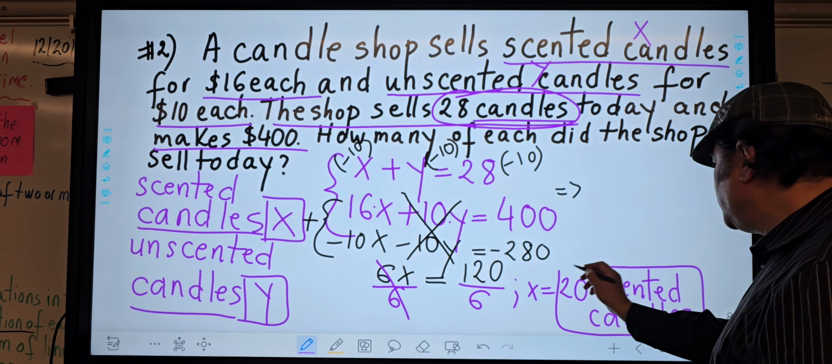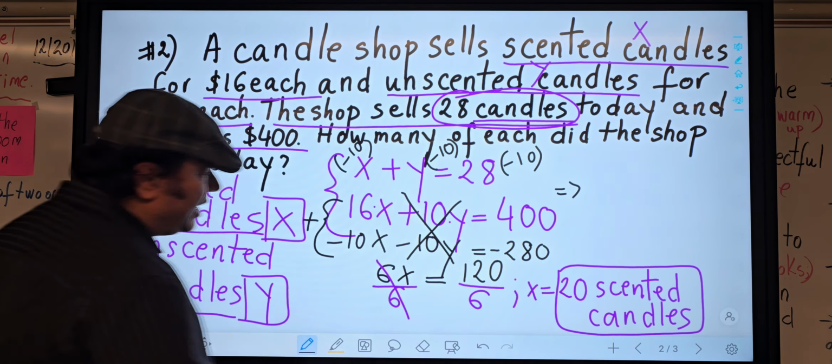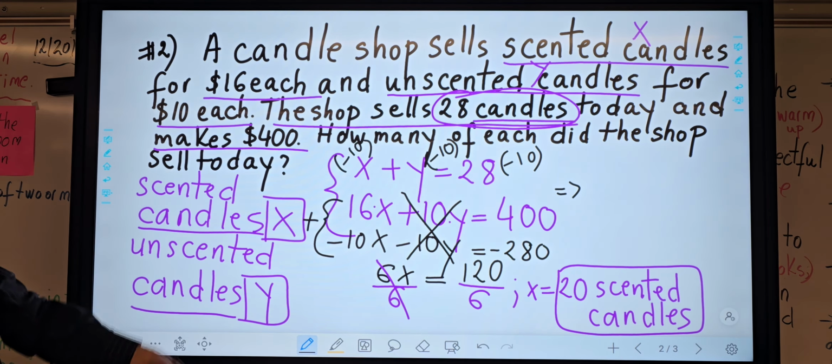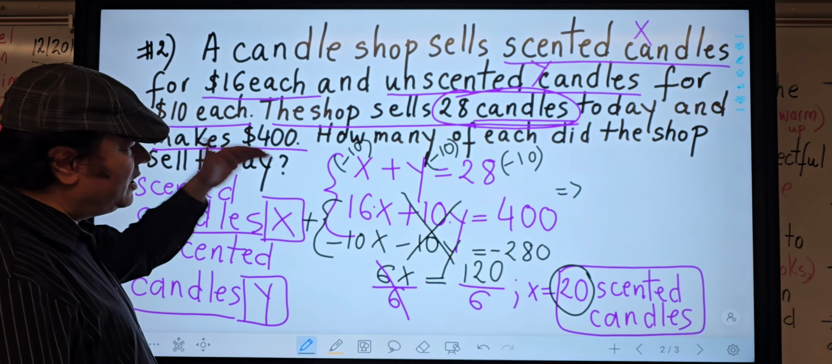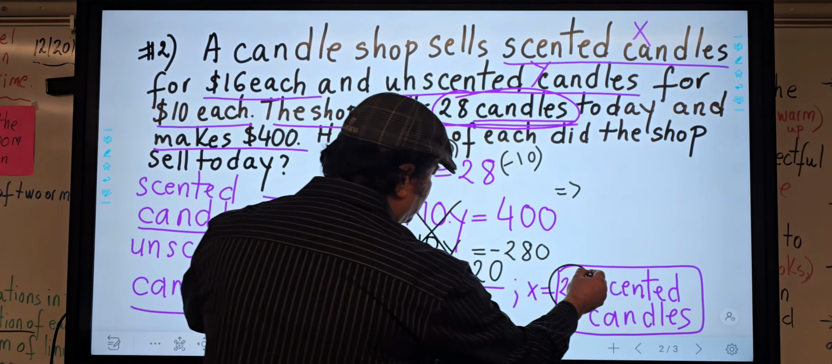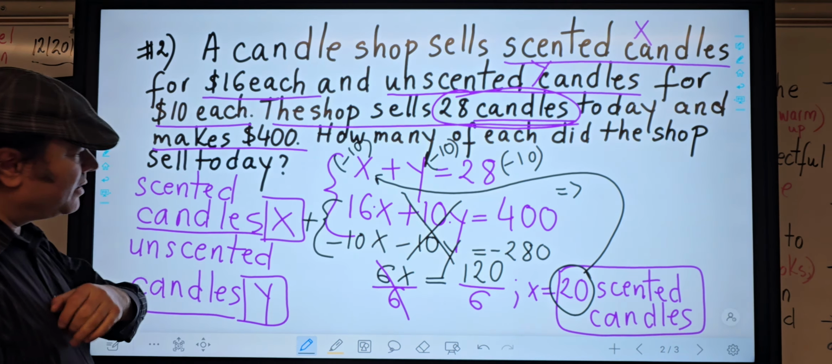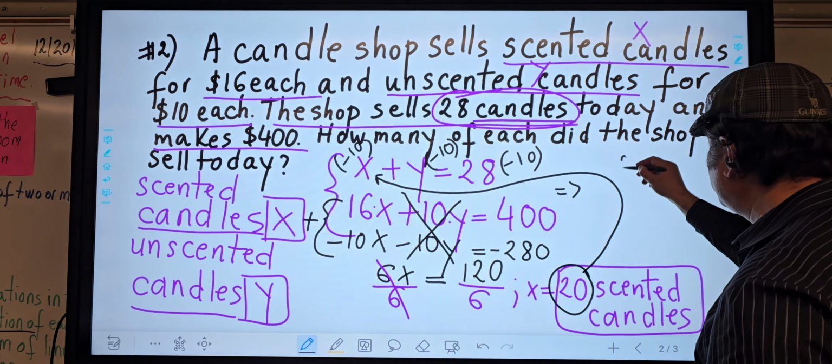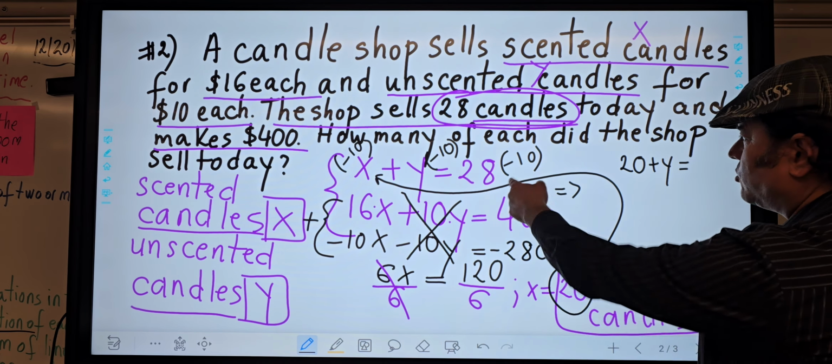And let's find out how many unscented candles the shop sold today. Now we have to substitute that 20 into one of the original equations. We see that the top equation, the original equation, was a lot easier to solve. So let's plug that 20 into the X at the top and solve for Y. Instead of X, we put 20. So we have 20 plus Y equals 28.